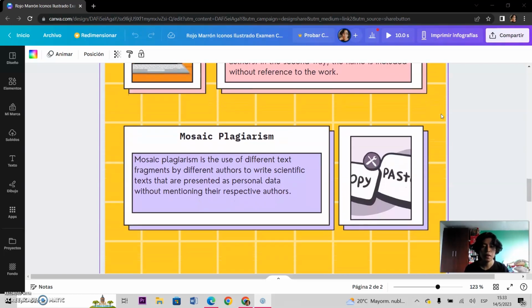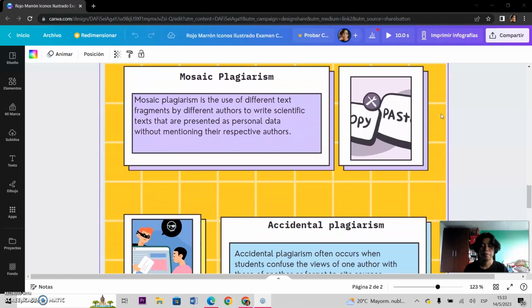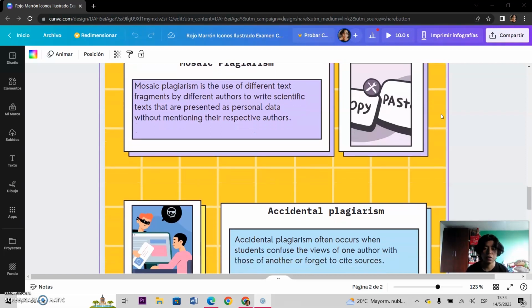The seventh is mosaic plagiarism. Mosaic plagiarism is the use of different text fragments by different authors to write scientific texts that are presented as personal data without mentioning their respective authors. It is important because this plagiarism is one of the most difficult to detect.